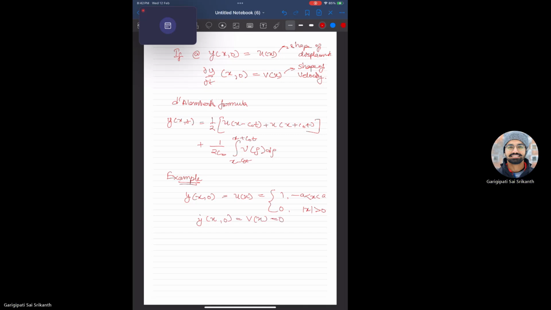Now, let's say we have to draw the solution. How do we draw the solution at t is equal to 0? Well, at t is equal to 0, it's already described quite well. So at t is equal to 0, this goes from minus a to a, and this has to be 1. So this is t is equal to 0. Fair and simple.